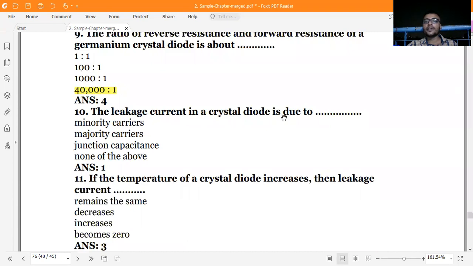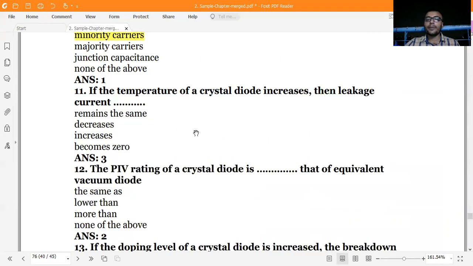The leakage current in the diode is due to minority carriers, while current flow in the circuit is due to majority carriers. What is the leakage current? If you look at all the PN junctions in forward biasing and reverse biasing, we can very easily understand what the majority current is and what the minority current is.